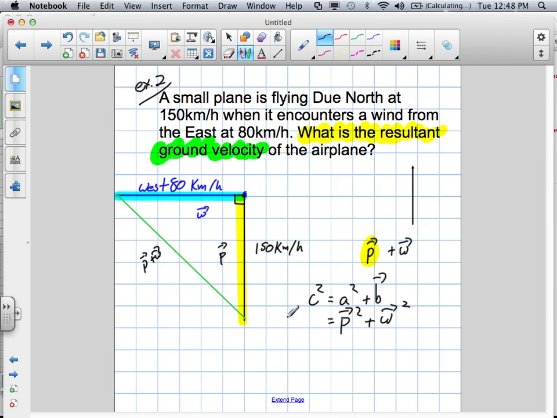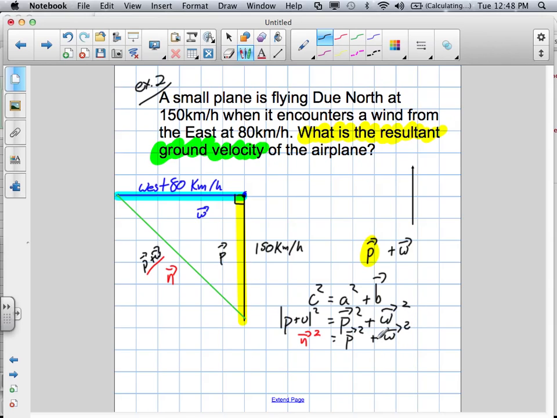So I can write it this way as the absolute value of p plus w squared, okay, which can get a little confusing. Or I can actually give it its own resultant vector. Maybe we call it the new direction of the plane, so I'll call it vector n, okay? So I'm going to replace p plus w with n just so it's a little easier for me to understand. So vector n squared is going to be equal to vector p squared plus vector w squared.